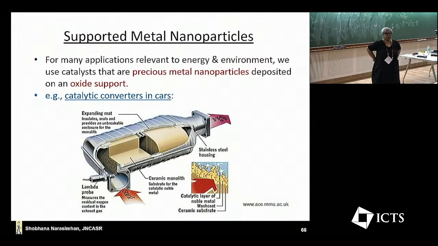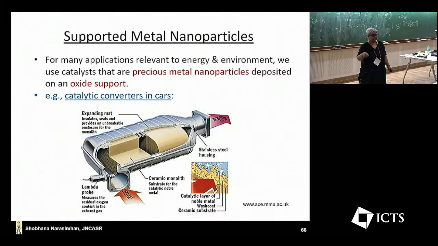So now I'm going to talk about supported metal nanoparticles or nanoclusters. So this is what's called a catalytic converter. It's there under every conventional car. An electric car won't have it, but a conventional car will have it. And what it actually contains is a ceramic base, like an oxide base, and on that oxide base will be nanoparticles of platinum, palladium, rhodium. These are all actually very, very expensive. Like rhodium is like, I don't know, 10, 20 times as expensive as gold.